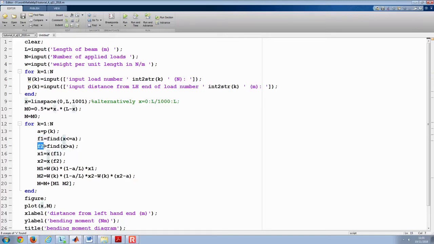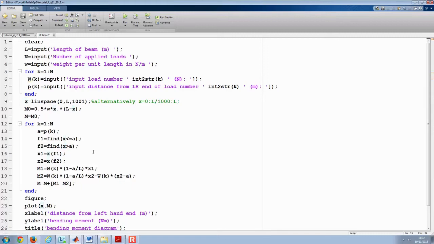Likewise, f2 is a vector of indices of those elements of x whose values are greater than A. So f1 is a vector of indices of those elements of x that are to the left of load number k, and f2 is the vector of indices of those elements of x that are to the right of load number k.